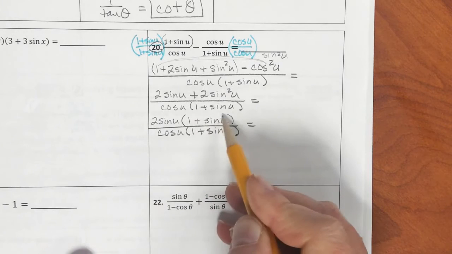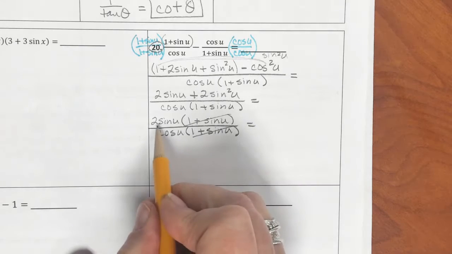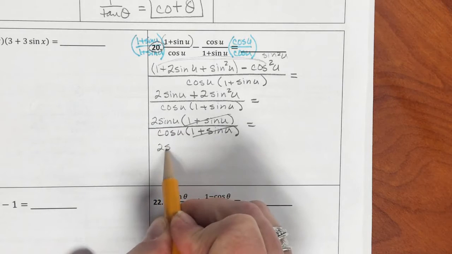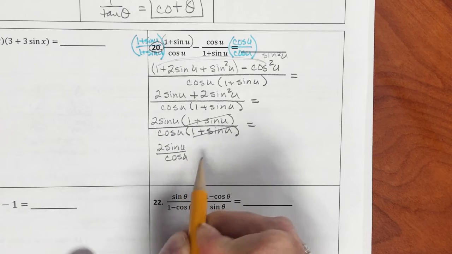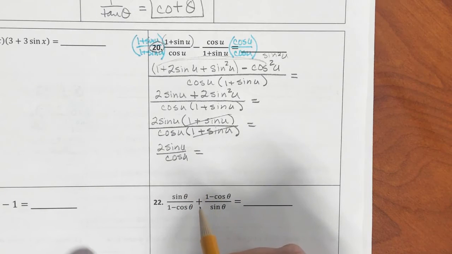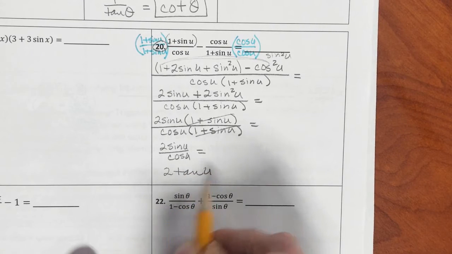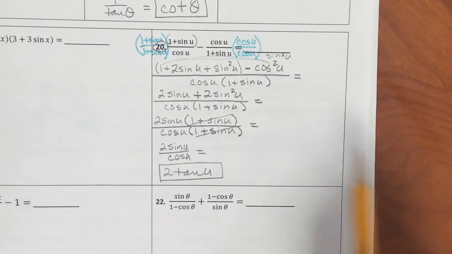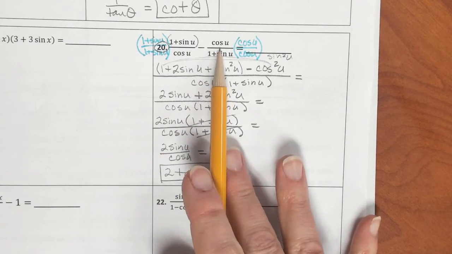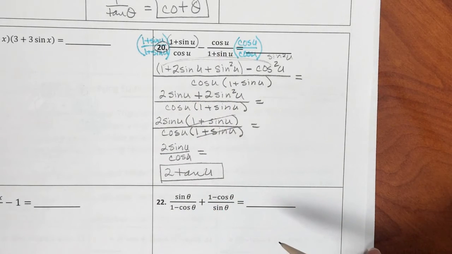These factors right here are the same, and they can cancel. They can reduce. It essentially is 1. So now you're multiplying 2 sine over cosine, but you know that sine over cosine equals tangent. And so you have reduced both those fractions, that difference, into one term of 2 tangent u.